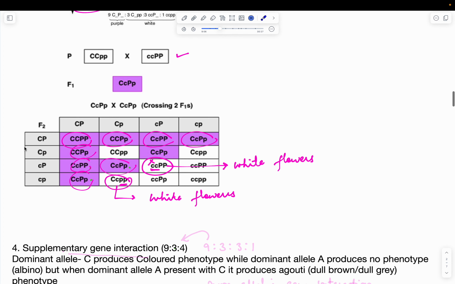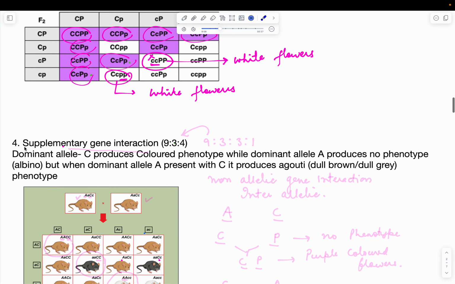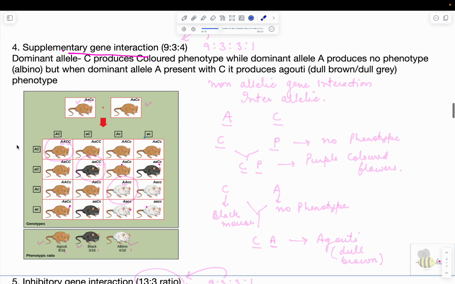So the next type of gene interaction is the supplementary gene interaction. This is similar to complementary gene interaction in a way, because again this is a non-allelic gene interaction, or you can also call it interallelic. Again we will see how two different alleles interact together and affect the phenotype.